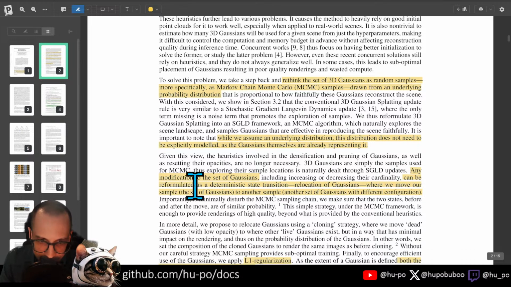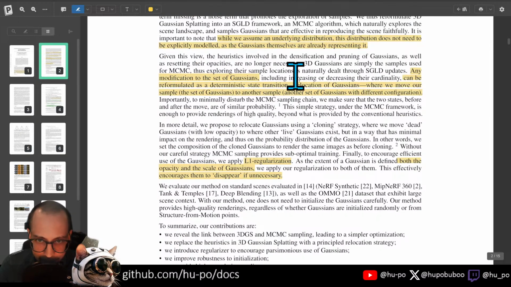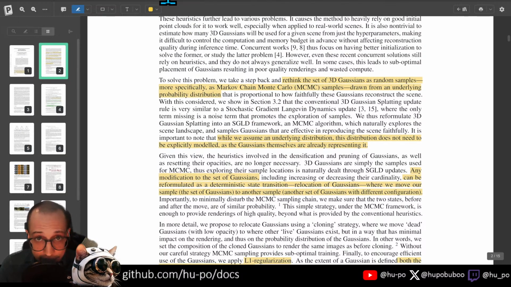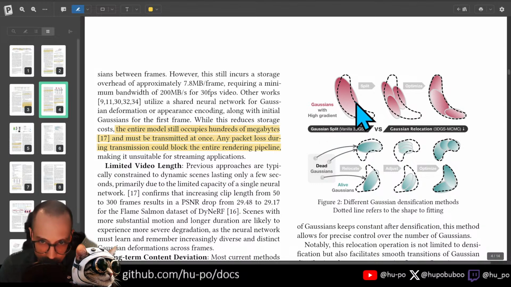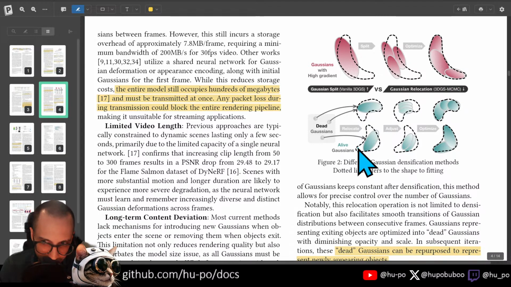So any modification to the set of Gaussians can be reformulated as a deterministic state transition, the relocation of Gaussians, where we move our sample, the set of Gaussians, to another sample, another set with a different configuration. Okay, so it might be a little bit confusing exactly what happened here, but this picture makes it very clear. Whereas previously we had to do densification and sparsification by splitting or removing based on some threshold with hyperparameters, now instead we are relocating the dead Gaussians.